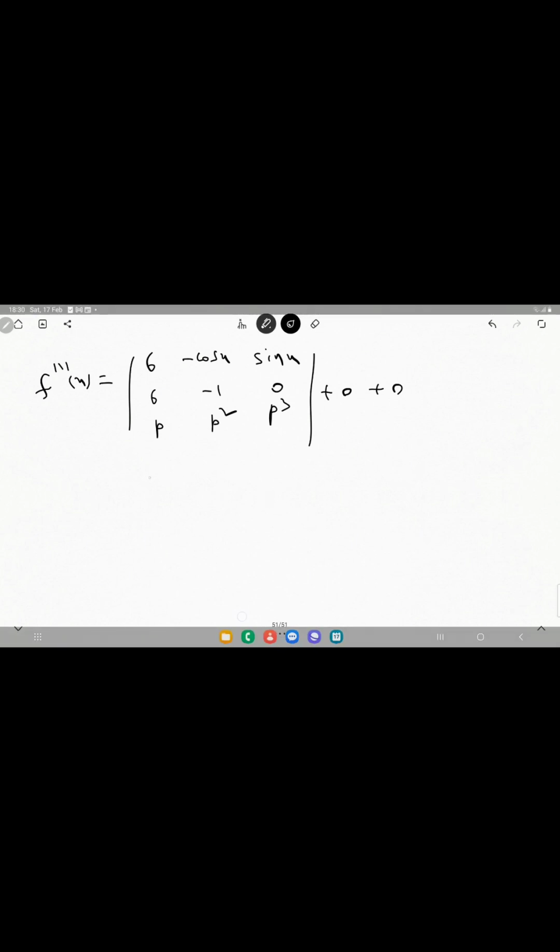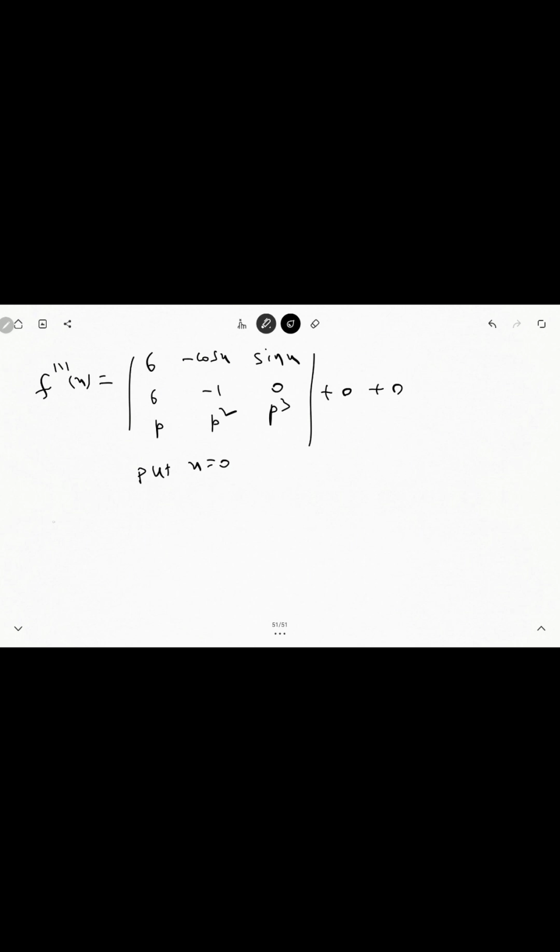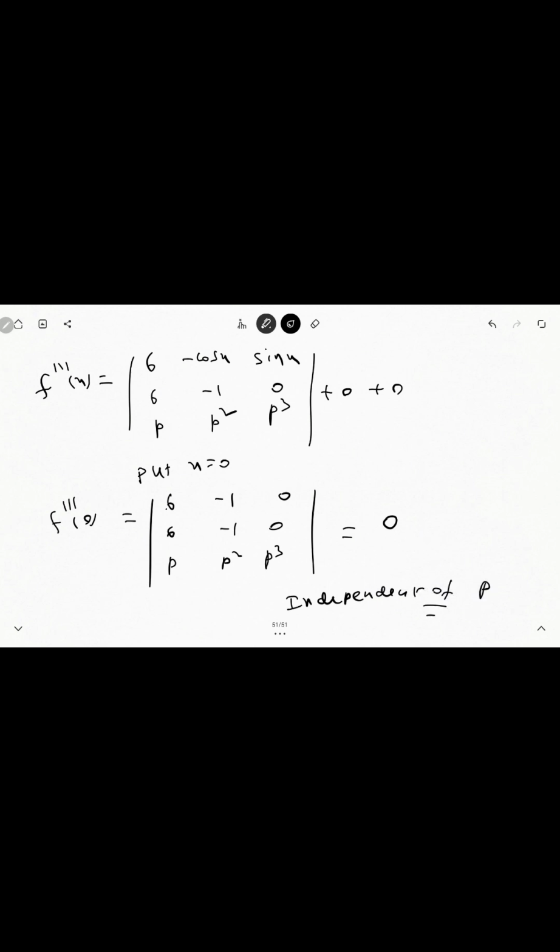Now what to substitute there? Substitute x equal to 0. Put x equal to 0. We are getting f triple dash 0 is equal to 6 cos 0 is minus 1, 0, 6, minus 1, 0, p square, p cube. Correct? So first 2 rows are equal means that is 0 only. So answer is independent of p. Third order derivative at x equal to 0 does not depend upon p. P may be anything, no problem. Answer would be 0.